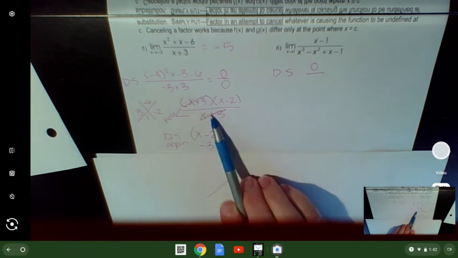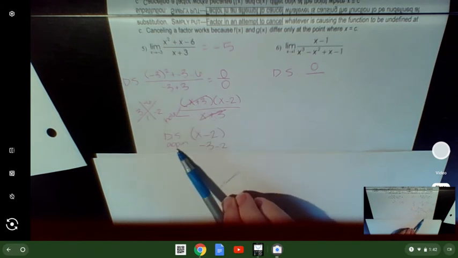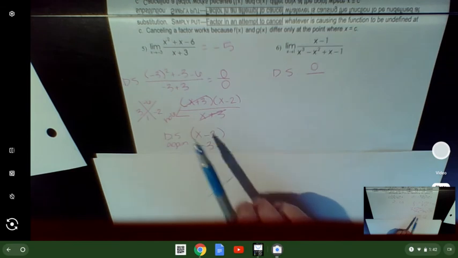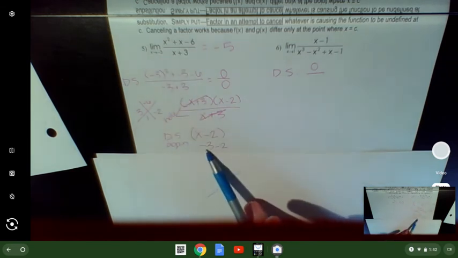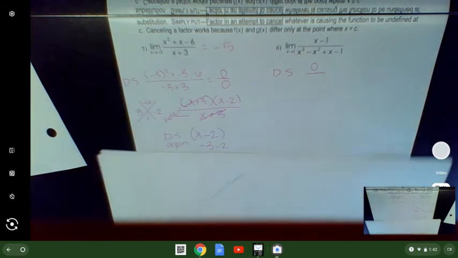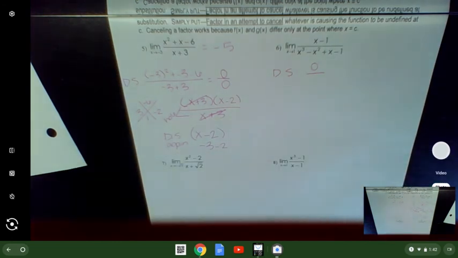Now that I've canceled out that hole, I'm going to try direct substitution again with my remaining factor. I plugged in my -3 because I want the limit as we approach -3, and -3 minus 2 is -5. The limit of this function as we approach -3 is -5.